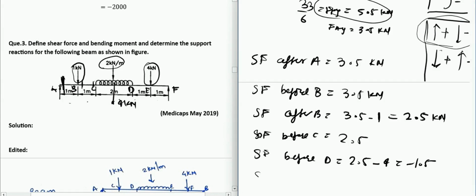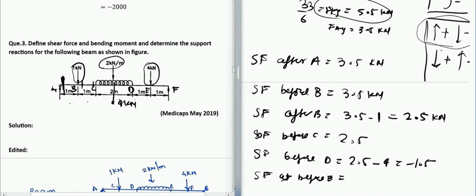So let us calculate the shear force before E now. Before E, what we have is the same as D, after D, so there is no sudden force at D. That's why we are calculating before D only, not after D. So it will be the same as what it was before D, because there is no shear force in between. So it will be -1.5.